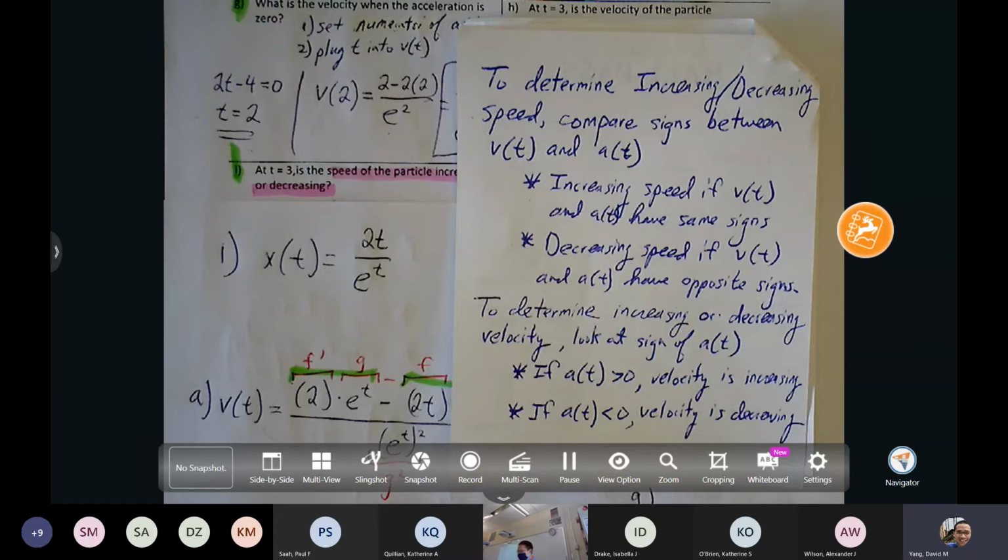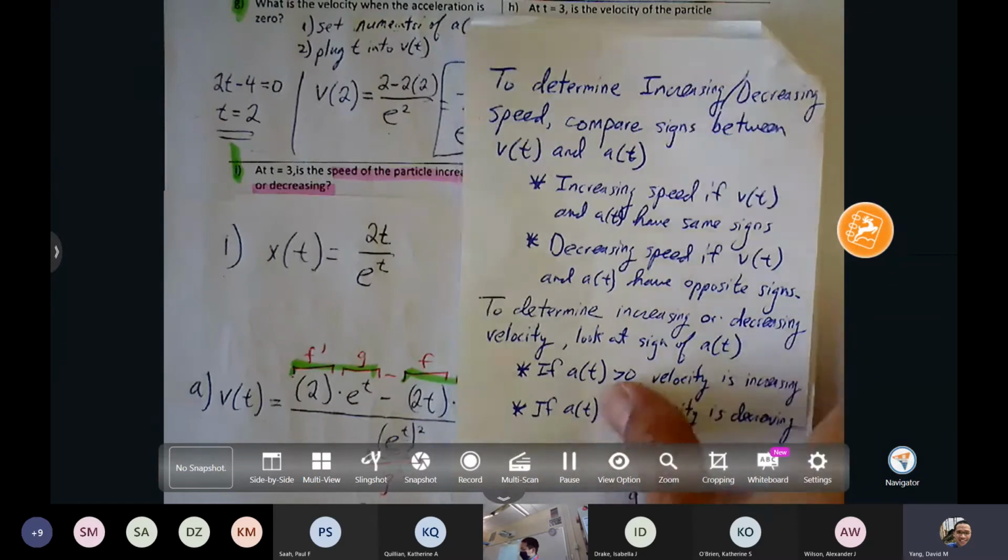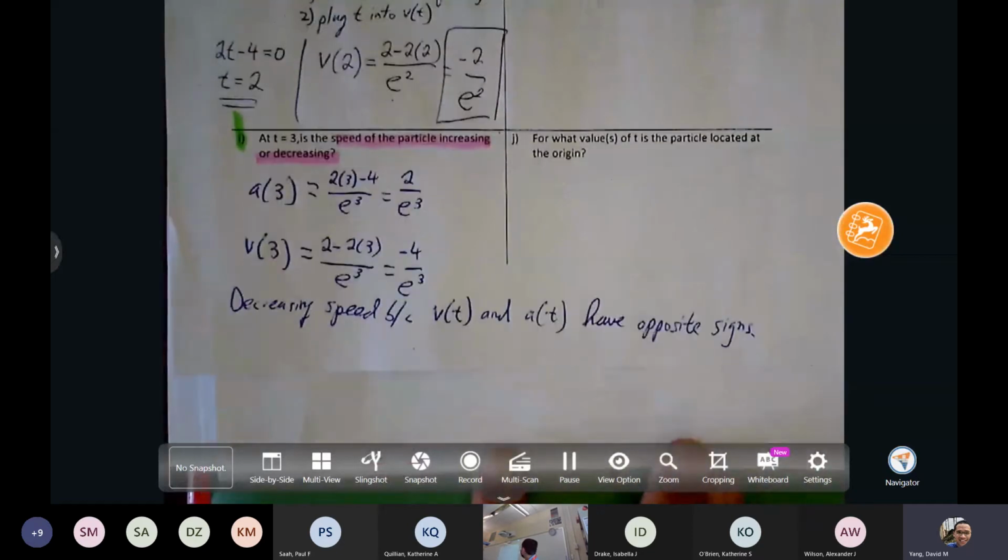Okay, what do we find? The signs differ. It is decreasing. Yeah. Okay, and we'll have to say because velocity and acceleration have opposite signs. Right? All right, any questions there?